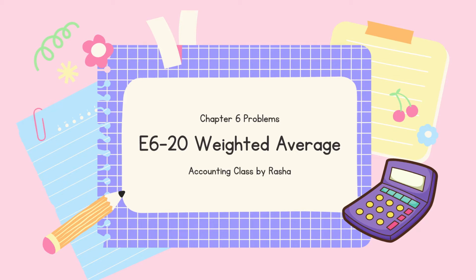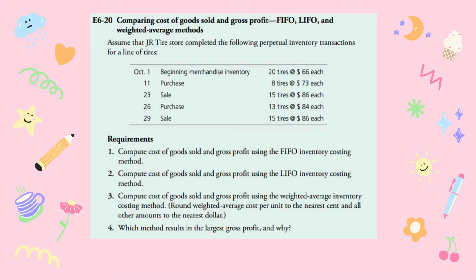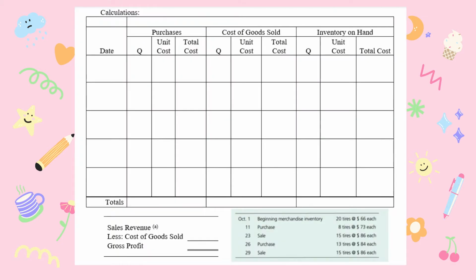Hello, today we're gonna do the weighted average method for the same question. So we have exercise 6:20 and we're gonna do requirement number 3 now, which is using the weighted average method. Okay, so now this is the perpetual inventory record. We have 3 main columns: purchases, cost of goods sold, and inventory on hand, which is the balance.